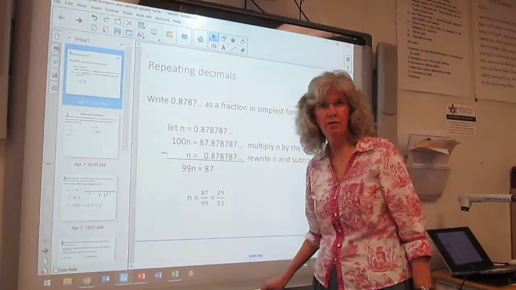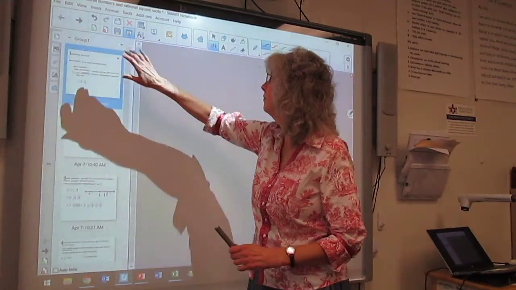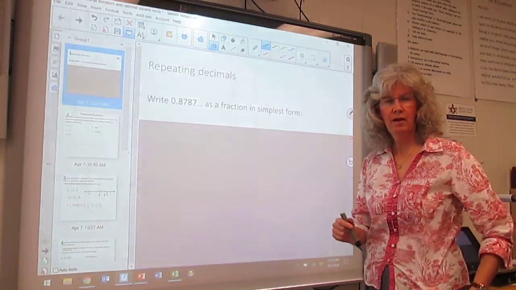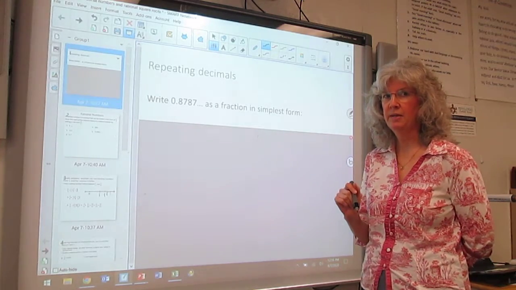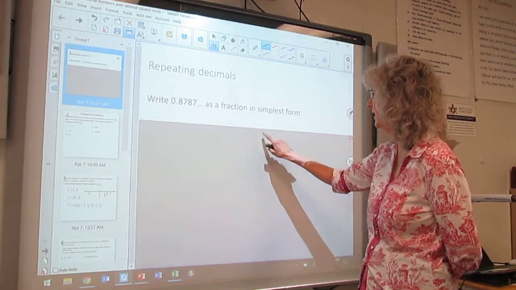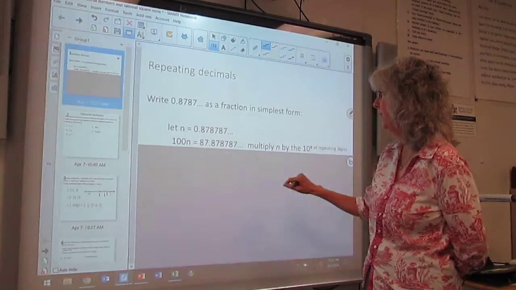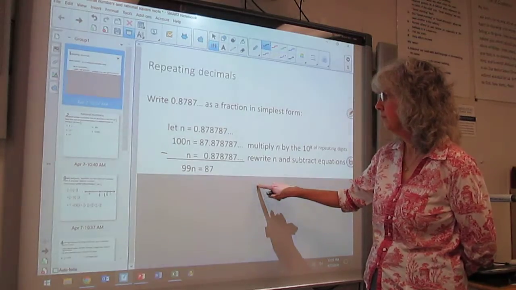Today we're going to talk about rational numbers and irrational numbers. Let's do a quick review on how to put a repeating decimal into a rational number. Remember, a rational number is in the form of a over b, where a and b are integers and b is not 0. We have 0.8787 repeating.